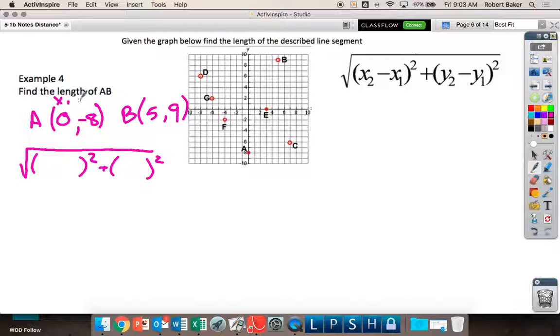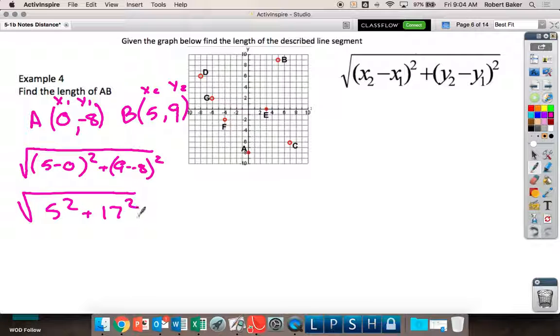So I have x1, y1, x2, y2. 9, subtract negative 8. Wait, my fault. 9, subtract 5. What? 5 minus 0. Oh, x2 minus x1. 9 minus negative 8. At that point, you can go to your old friend, the math machine, the calculator, and hope he gives you the right answer. I'll hand math it just to show you.